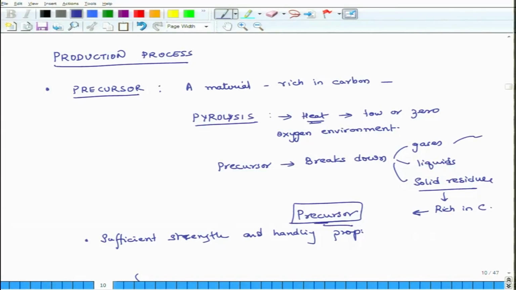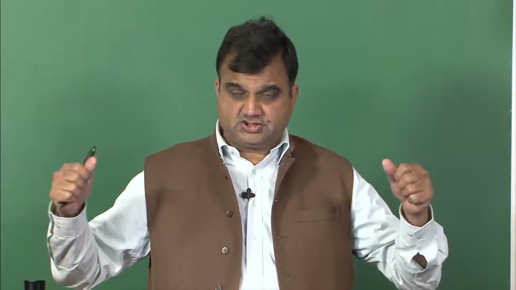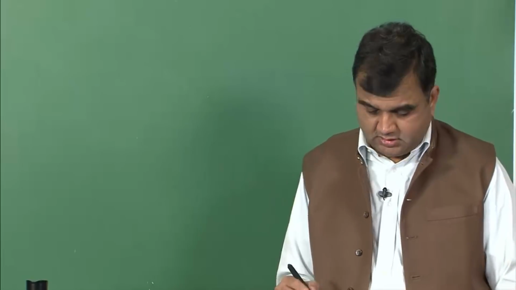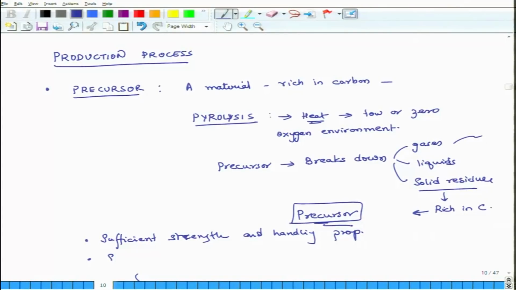So why do we want this? Because at a basic level, the fibers may not be very strong when you just make them. There are ways to make them stronger. So you should be able to handle them so that while they are being strengthened, they don't break by themselves. Okay. So the precursor should have sufficient strength. It should not melt during the production process.